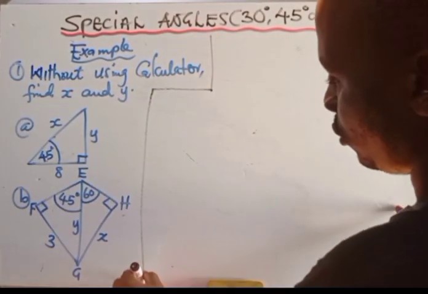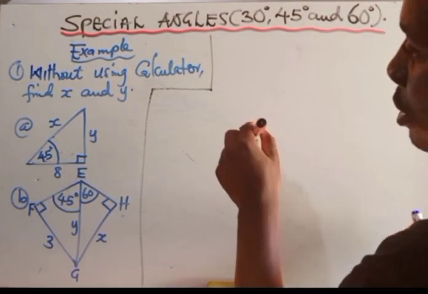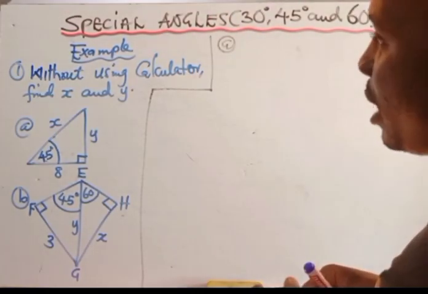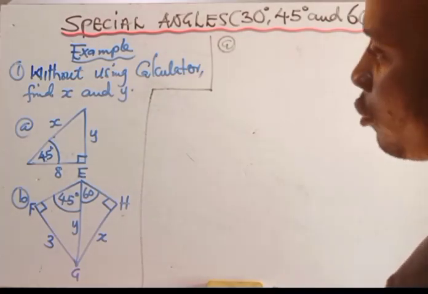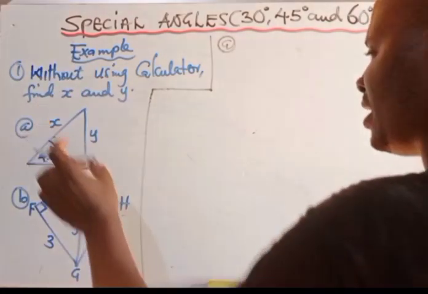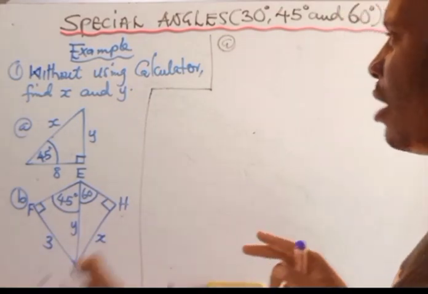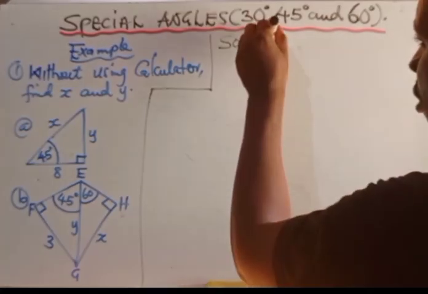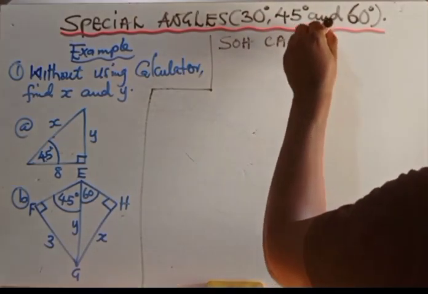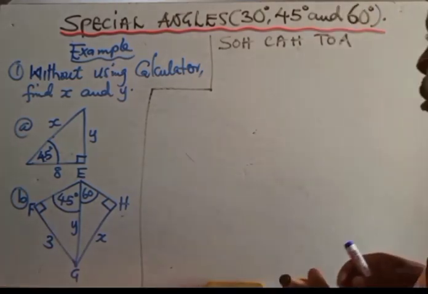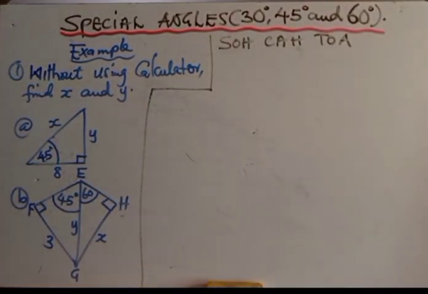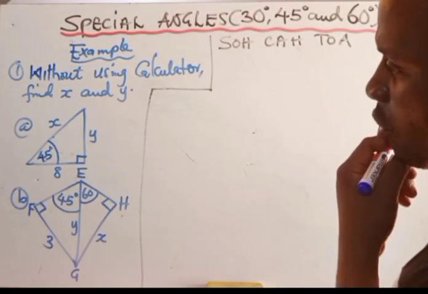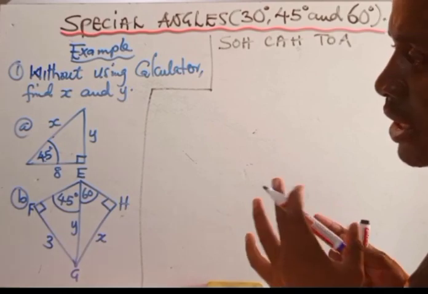So what we do, we go to question number A. Question number A, we want to find the value of x. Now, this is a right-angled triangle. Once you see a right-angled triangle under trigonometry, what should come to your mind is SOHCAHTOA. So now let us find the value of x.